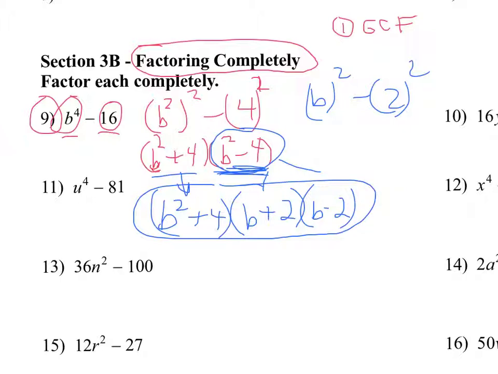So always check in this section, can I take out a common factor first? Can I take out a number, a 2, a 4, whatever? See if you can factor what's left. In this case, we factored a difference of two squares, and then we ended up with one of those being another difference of two squares, which could be factored further. Factoring completely means factoring as far as you can till you can't factor anymore.